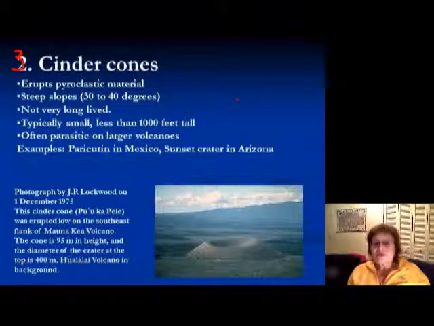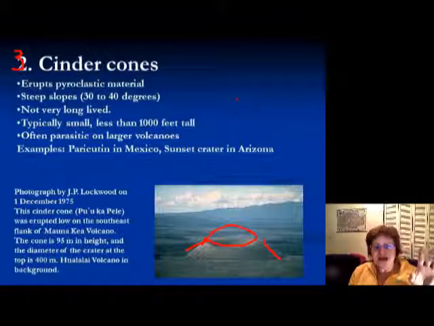So the 3 is Cinder cone, and usually they will erupt pyroclastic material. The slope is pretty steep, as you can see on this figure. It's very typical. Every single cinder cone will look like this. Usually it's a parasitic, little teeny tiny volcano on larger volcanoes. One of the best examples for this is the Paricutin in Mexico.